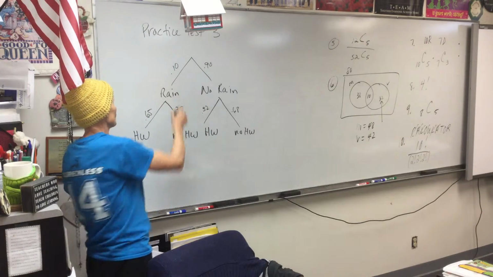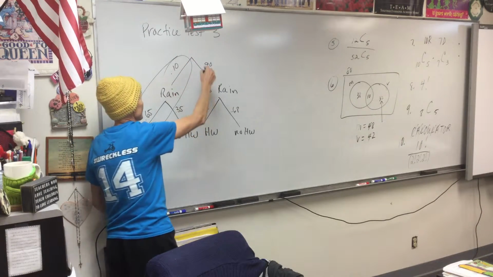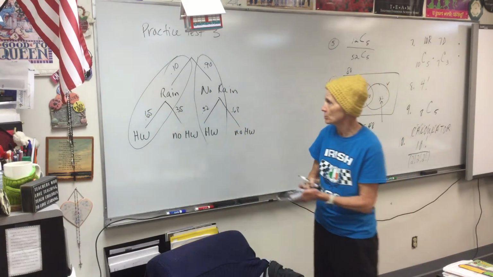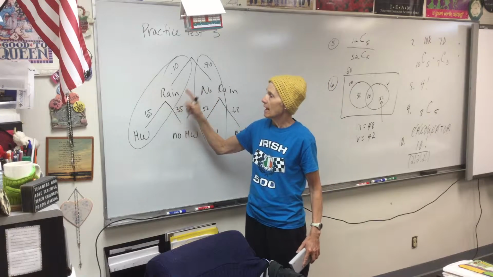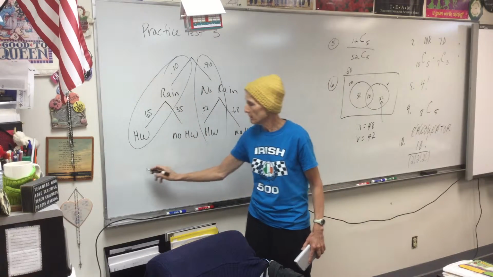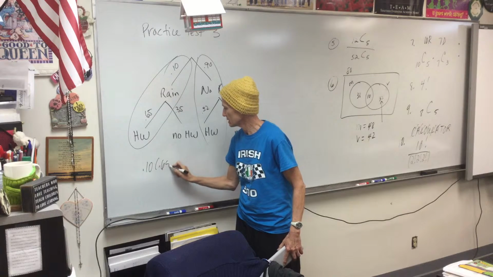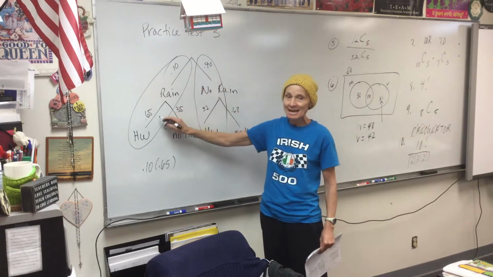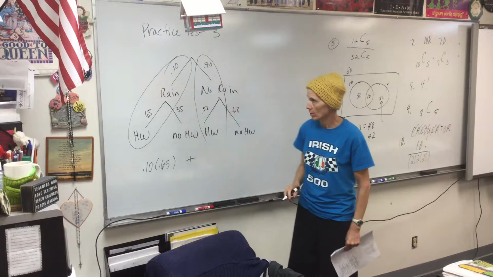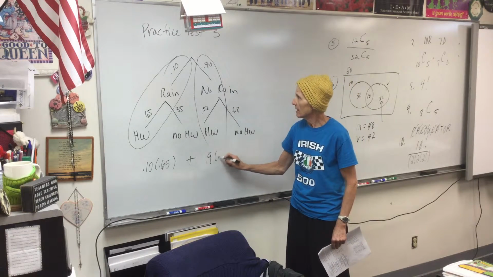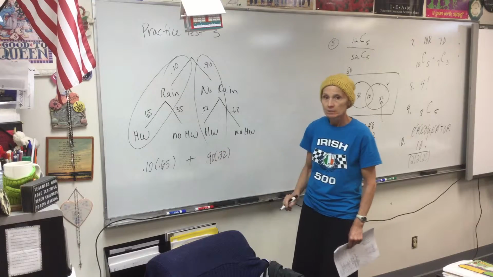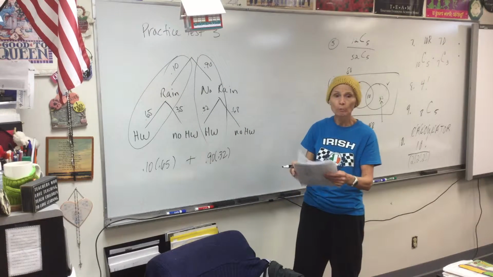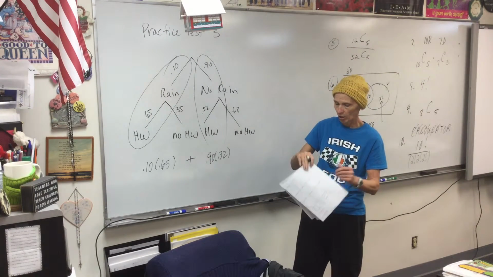What is the probability he'll do his homework? He can do his homework here, or he can do his homework here. We need the probability of those branches. So rain and homework would be 0.10 times 0.65. And I'm going to type it in. You can do that. That's rain and homework. Or no rain and homework. So you're going to get that number, and you're going to get that number, and you're going to add them together, and that's going to be the total probability of him doing homework.